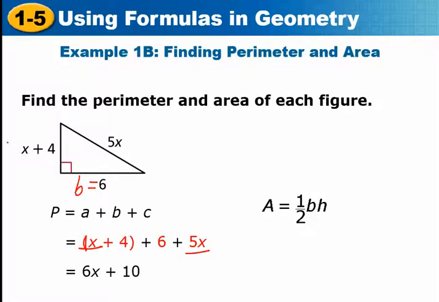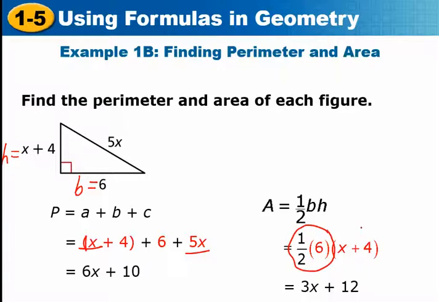Let's do 6 as the base, and this is the height. I think that's what most people would probably pick. So then we would have 1/2 times 6 times x plus 4. Be careful with that a little bit. If you do this part first, 1/2 of 6, then you would get 3, times x plus 4. And then you still have to do the distributive property. 3x plus 3 times 4 is 12. That's probably how most people would do that one. Remember that 1/2 is the same as dividing by 2.